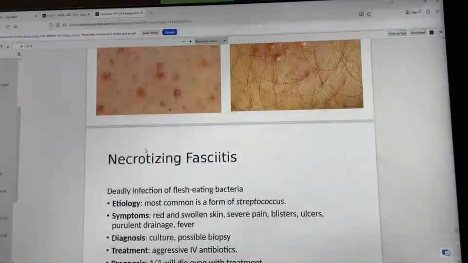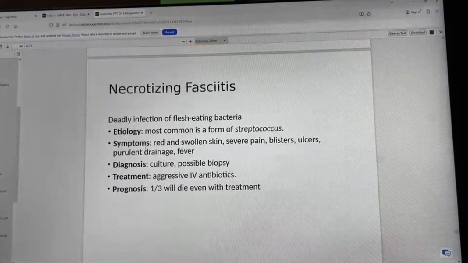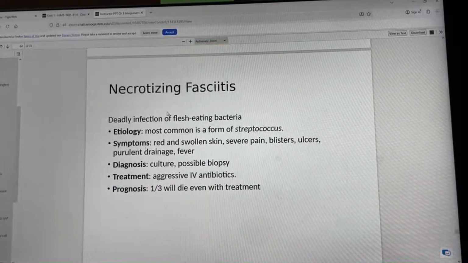All right, and this is actually our last one. So good. We've got necrotizing fasciitis. This is very scary. It's like something out of a horror movie. It's a deadly flesh-eating bacteria. I've never actually seen anyone with this, so that's great. But look at this prognosis. One third of people who get this will die even with treatment. Whoa. Yeah, so that's real bad.